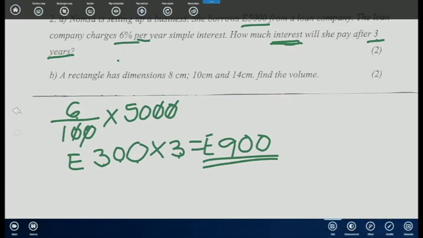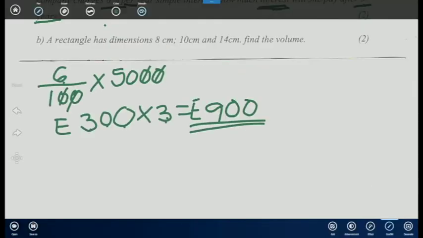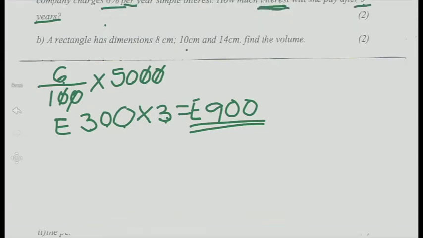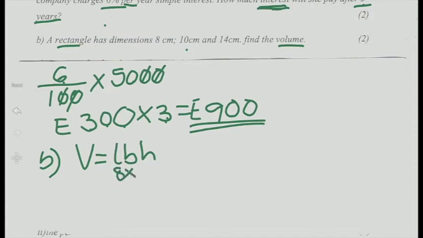For B, a rectangle has dimensions 8 centimeters, 10 centimeters, and 14 centimeters. Find the volume. We have a rectangle and we are requested to find the volume. So remember that volume is the length times the breadth times the height. So we have 8 times 10 times 14.